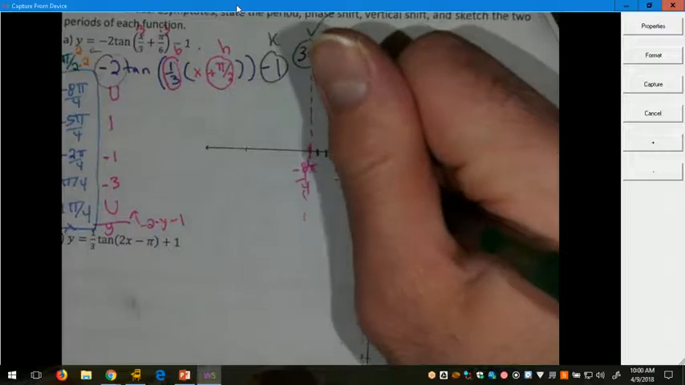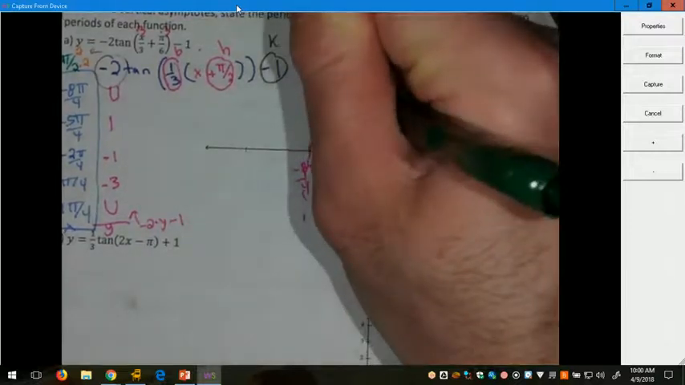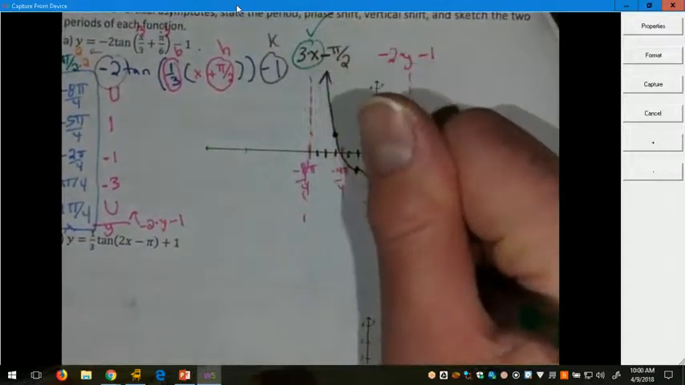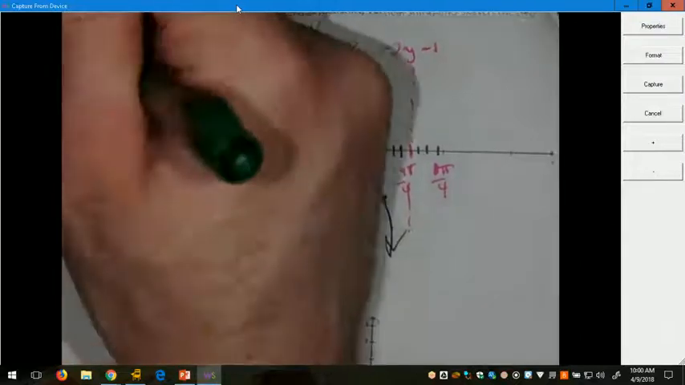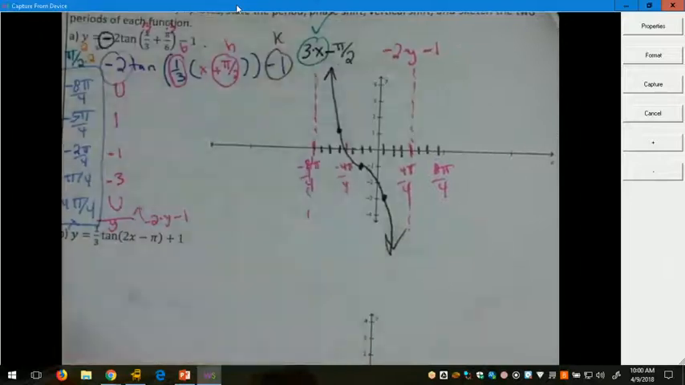This is one period of the tangent function. It looks a little different. Why does it look different? Why is it going up as we go to the left? Who can tell me? Because of the negative 2, that's actually a reflection across the x-axis. So what was going down is now going up.